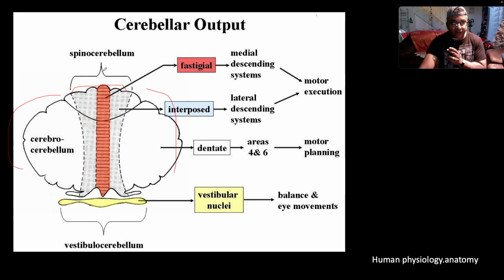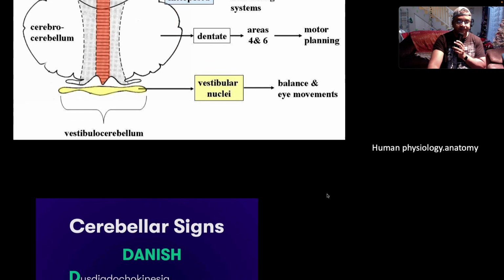So in the spinocerebellum, which forms part of the vermis, we have the vestigial component and the interposed. And these then give rise to the medial descending systems and the lateral descending systems, respectively. That's responsible for motor execution, for execution of planned motor movements, right? The dentate nucleus, which is areas 4 and 6, is responsible for motor planning. Vestibular nuclei for balance and eye movements, all right?